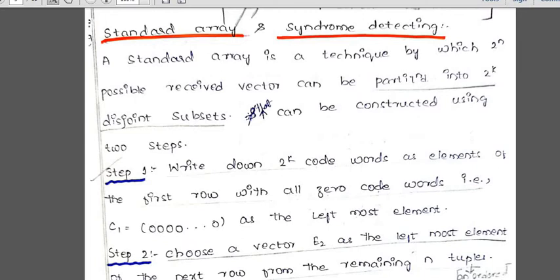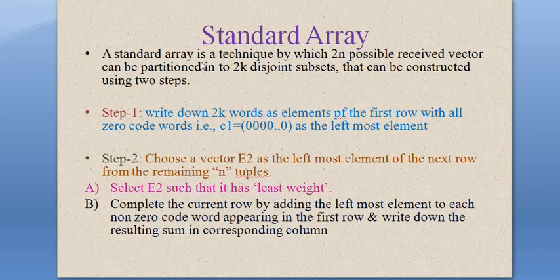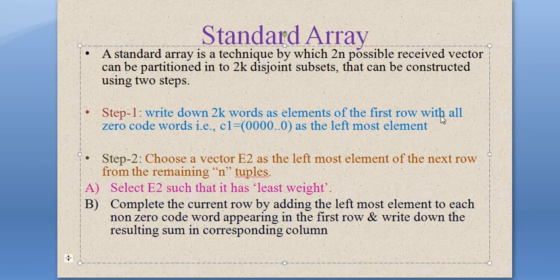Step 1. I'll repeat it once again. The standard array is a technique by which 2 to the power n possible received vectors can be partitioned into 2 to the power k disjoint subsets, and that can be constructed by using 2 steps. The very first step is to write down all the 2 to the power k code words as the elements of the first row, with the all-zero code word, that is C1 equals 0 0 0 0 0 0, as the first code word, the leftmost element.